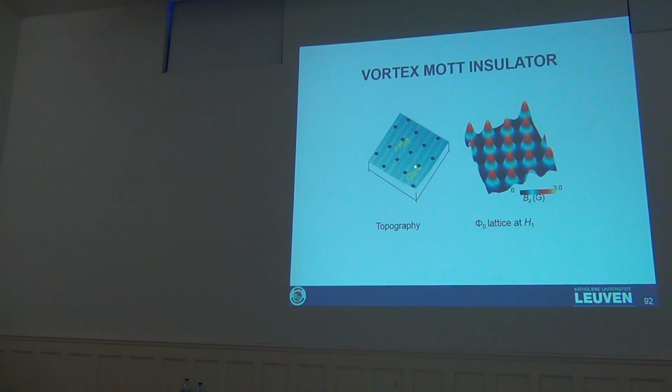If you make the antidots bigger, then we see also doubly quantized vortices. And if you increase the so-called saturation number, the maximum number of flux quanta per pinning site, then you see also vortices appearing here.